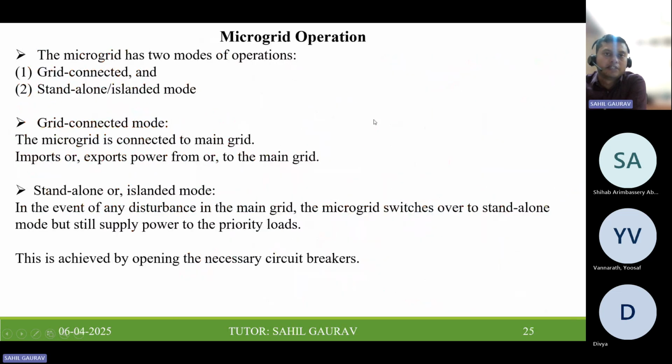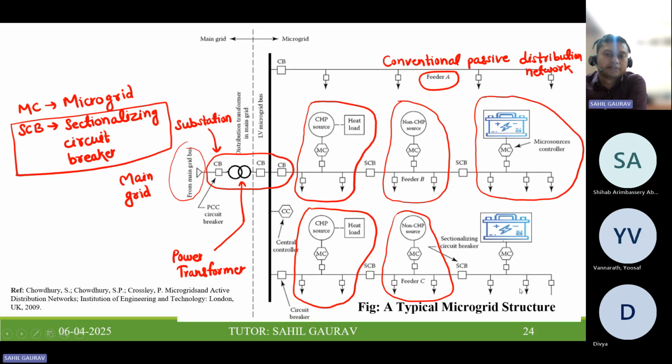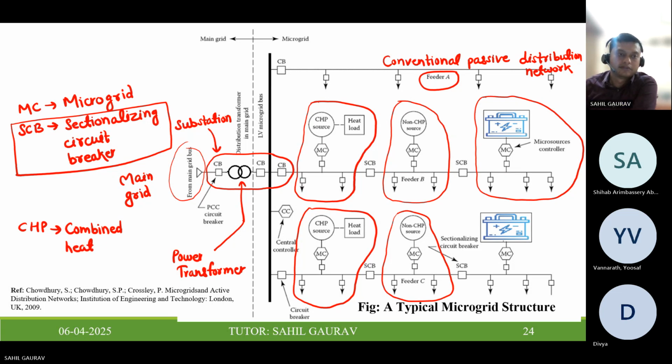Now, what are the different modes of operation for a microgrid? What do you mean by CHP? Yes, CHP and non-CHP sources. CHP means combined heat and power. Any example of a CHP source and a non-CHP source? CHP source means gas turbine.